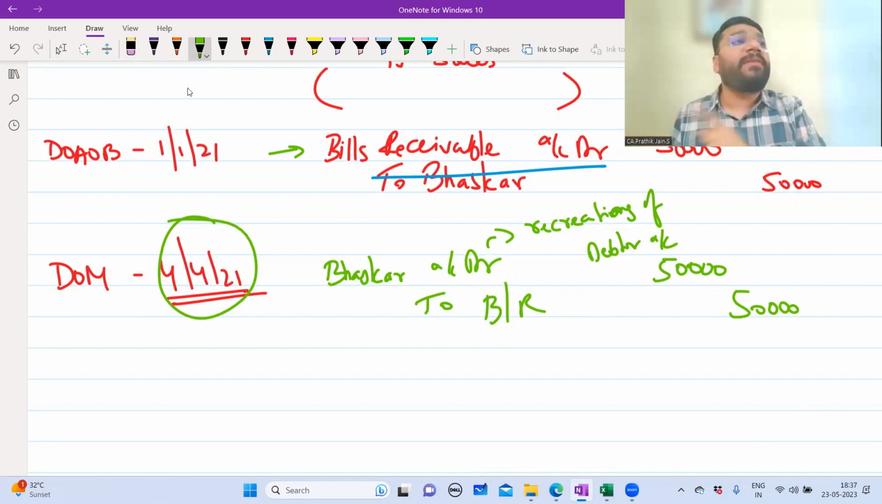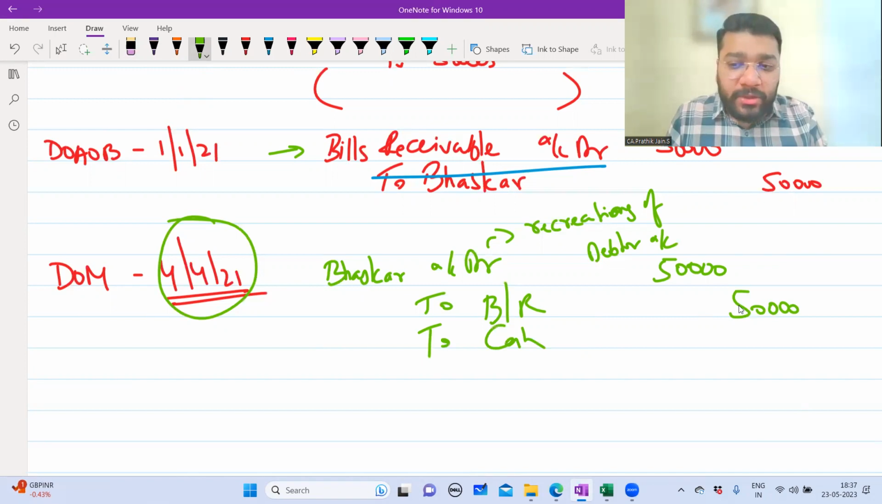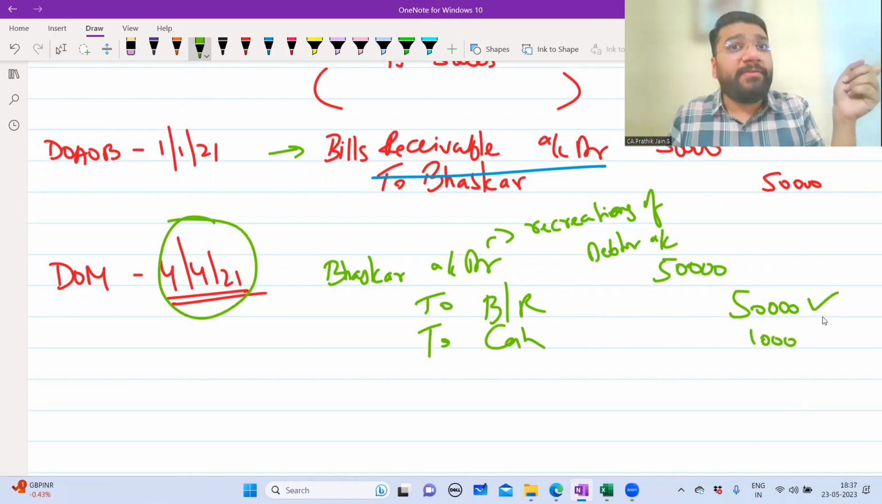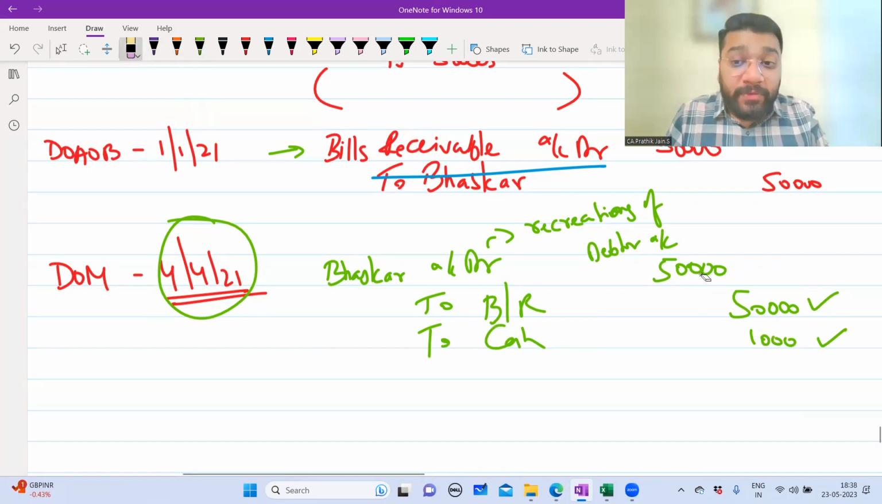We will collect money in return from Bhaskar. So initially who paid the money? Amar. So he'll pay 1000 rupees in cash. So 50,000 rupees I need to receive towards the bill, and 1000 rupees I need to receive towards notary charges. So total how much money I need to recover from Bhaskar? 51,000. So it's not 50,000, it's 51,000.